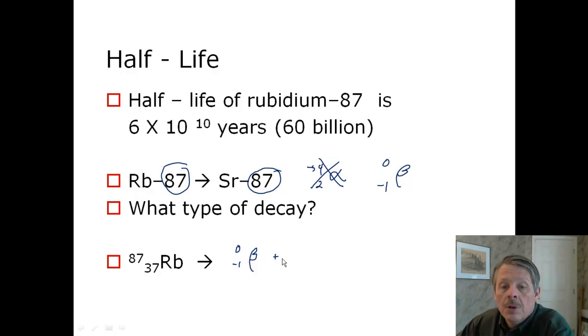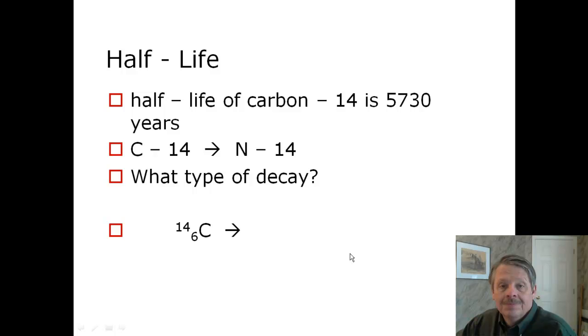And, well, what's left? Well, our mass didn't change, so it was 87. And our number of protons went up by 1. Remember, it goes up to 38 because one of the neutrons gets converted into a proton. Right, so that's strontium. So that's the kind of decay that goes through.